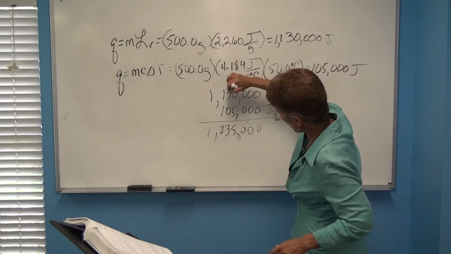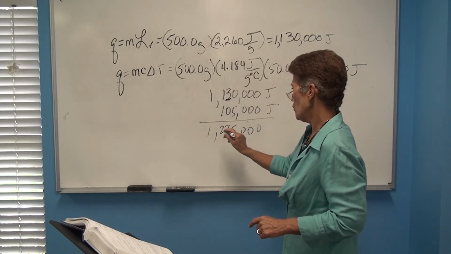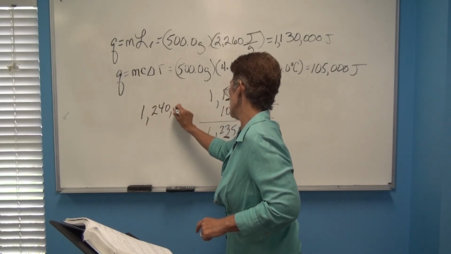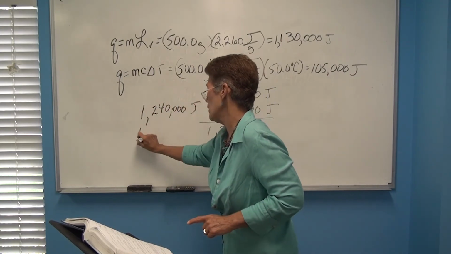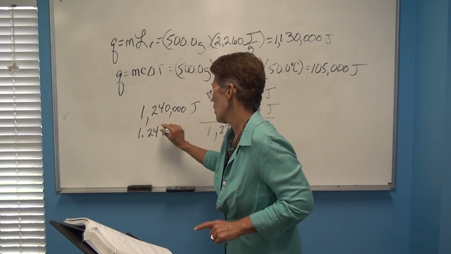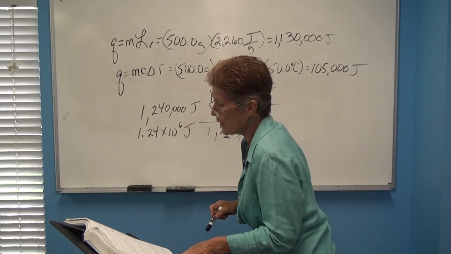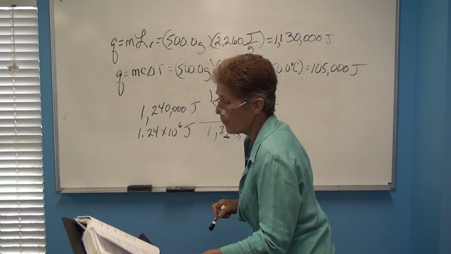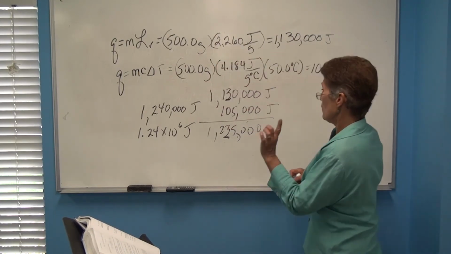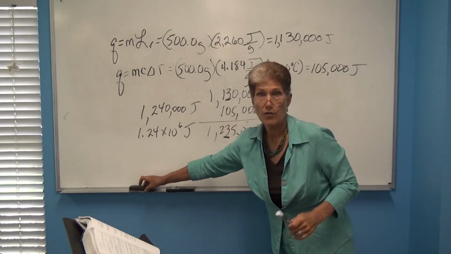Okay, but the significant figures have to go to here. That's the least precise, so it has to go to here. So your answer should be 1,240,000 joules. You could have rewritten this there. So you could have answered that either way. But it had to be in 3 significant figures because of the least precise, and you're adding or subtracting.